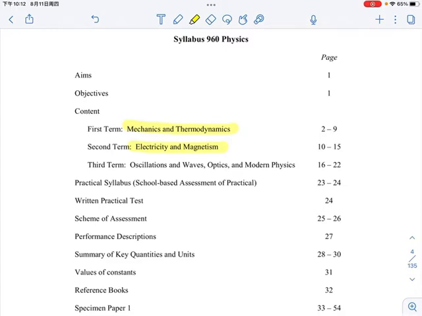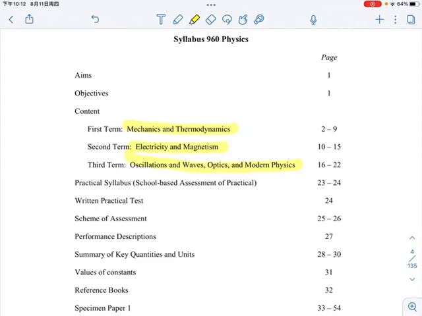For third term, you are more focused on the oscillation of waves, optics, and modern physics. The optics is like the concave, convex, lens, mirror, like you learn in Form 4, Form 5 also. So it's kind of simple. I would say the most interesting syllabus is the third term. I find it quite interesting.